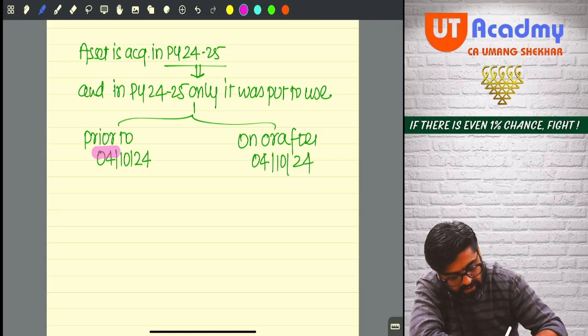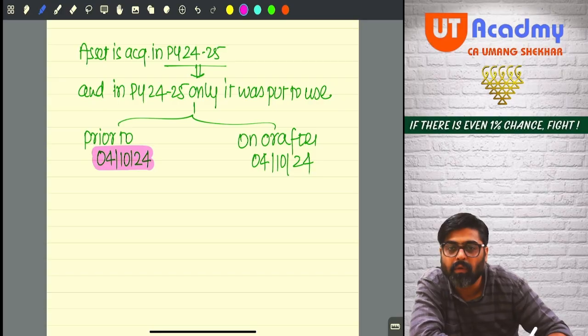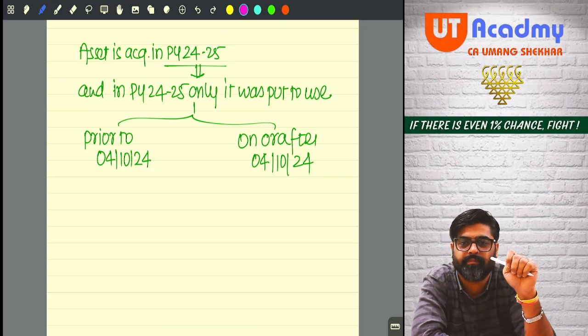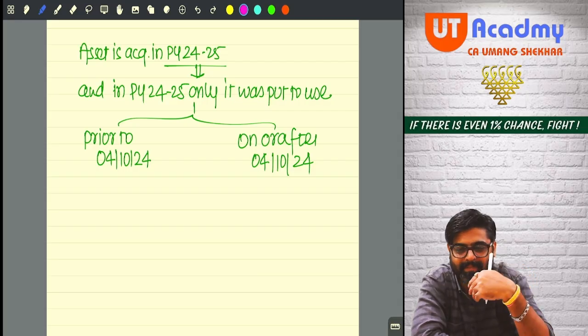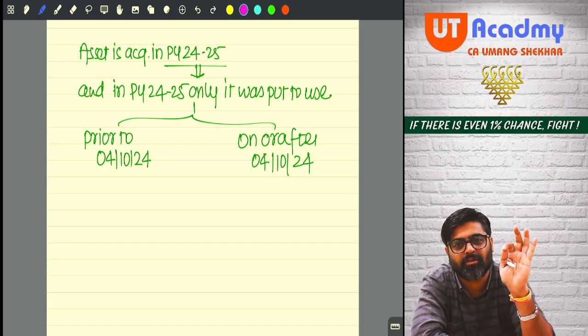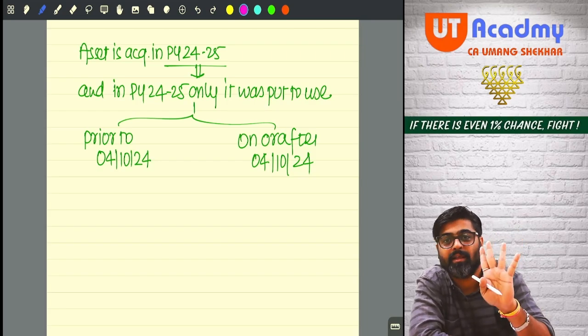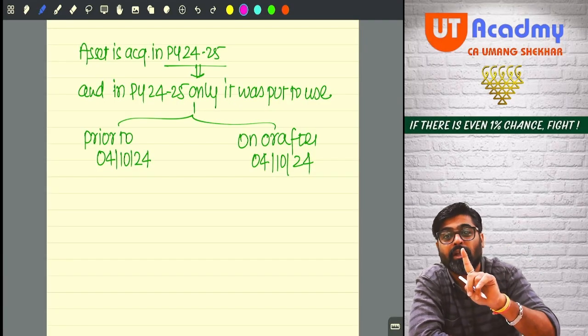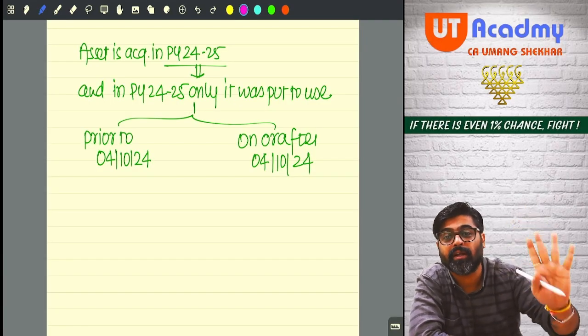Will you remember this date? This is my birthday. I'm just 2 years younger than Gandhiji. My birthday, actual birthday, seriously. So sir's birthday, 4th October. On that day, the asset is put to use, or after that, the asset is put to use. It will be used for less than 180 days.